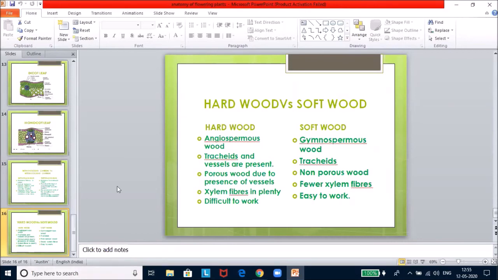Hardwood is porous due to the presence of vessels. Softwood is non-porous because it lacks the vessels. In hardwood, xylem fibers are in plenty, whereas in softwood, xylem fibers are fewer. And hardwood is very difficult to work because it is very tough and thick, whereas softwood is easy to work. So with this, we have summarized and completed the lesson.